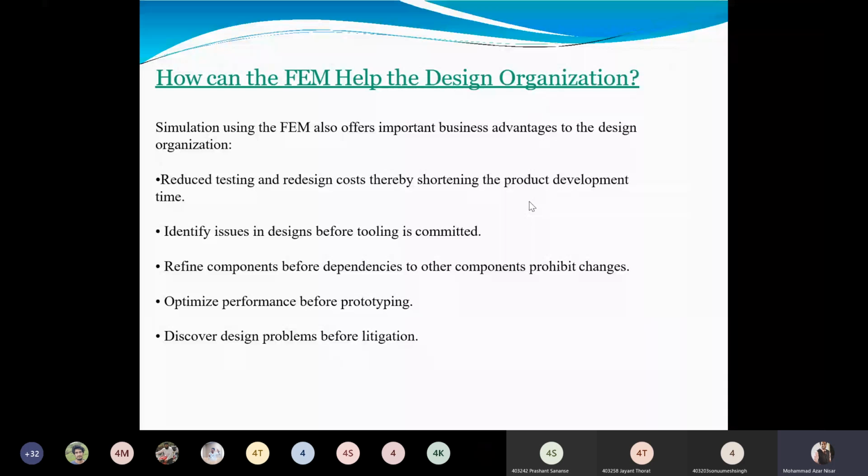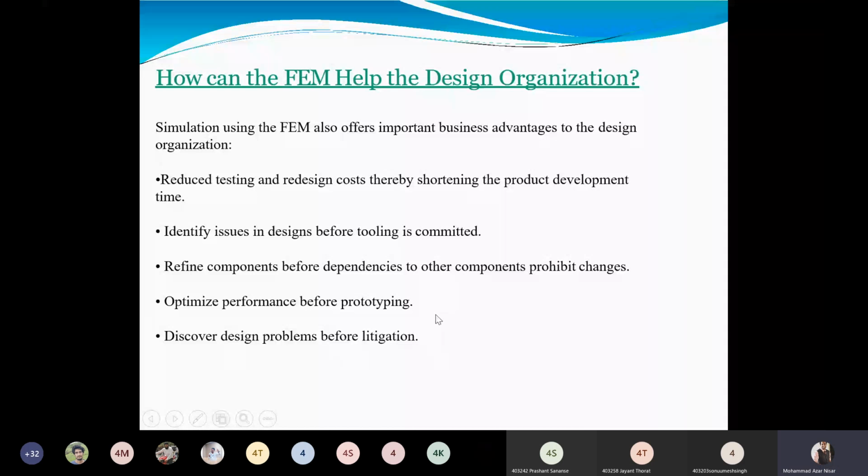So this consumes more time, and it can be eliminated by using this analysis method. We can identify various issues in designs and tooling. We can refine the components before going for dependencies on prohibit changes components, and then we can optimize the performance before prototyping of that particular product.